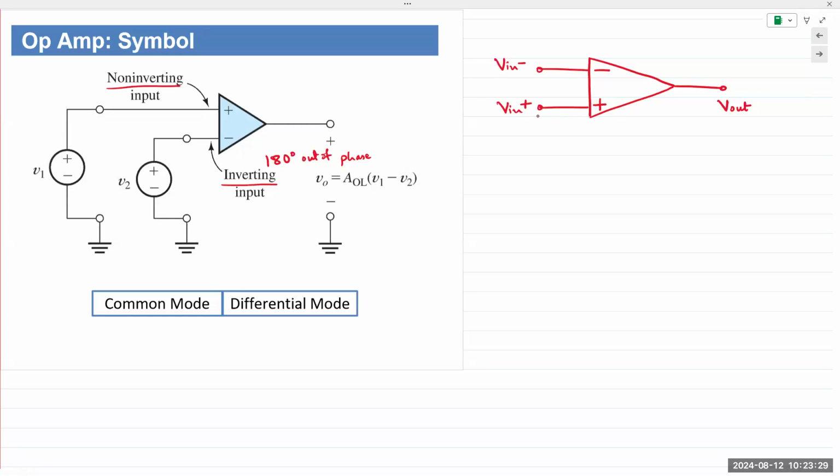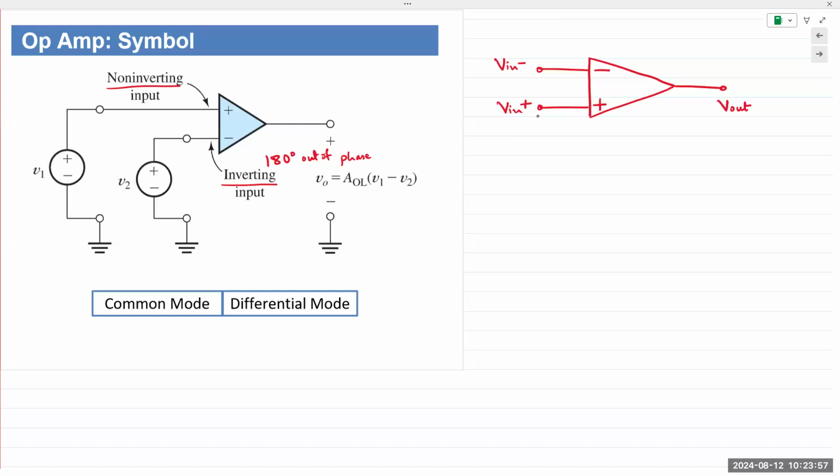What do you notice about the symbol that I drew versus the one that's already in the image? They're flipped. Yep. That's a key thing that students should look out for. Okay. Anytime you look at an op amp, typically you would see the inverting input at the top, non-inverting at the bottom. But that's not always the case.